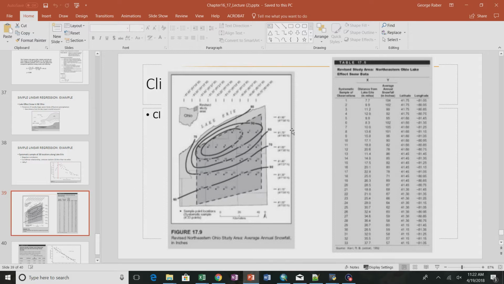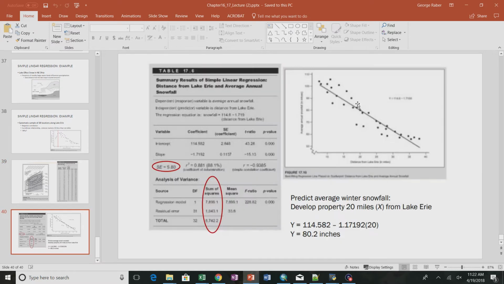Here we've got the distance from Lake Erie and the average snowfall. Those are the 2 columns that we're examining. If we throw those 2 columns into an analysis in Excel or in ArcGIS, we get a table like this. It will have the same numbers, but it won't be formatted in this manner. We're still going to be able to see all the values that you need to see. We're going to see the sum of squares for the regression model, that's the explained variance. This is the unexplained variance. This is the total variance. R squared is going to be the ratio between this and this.